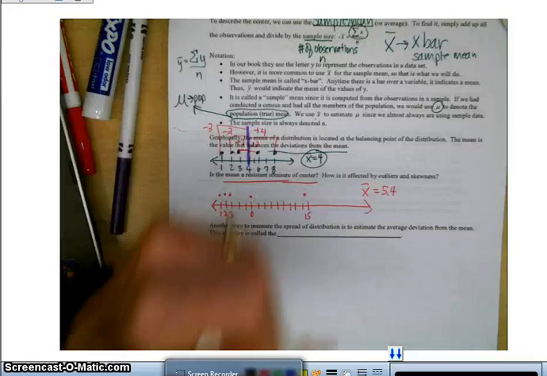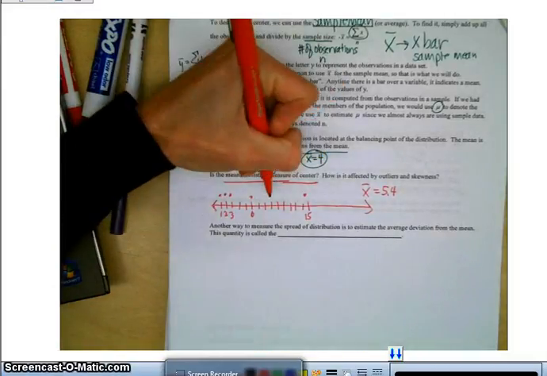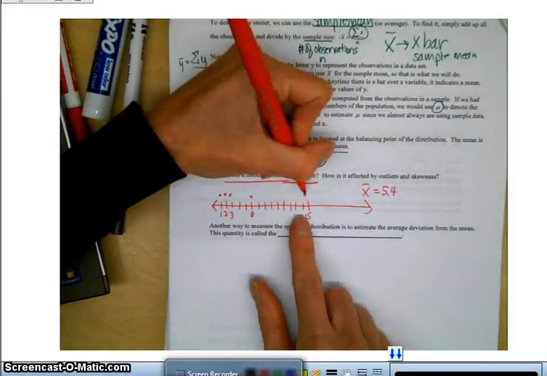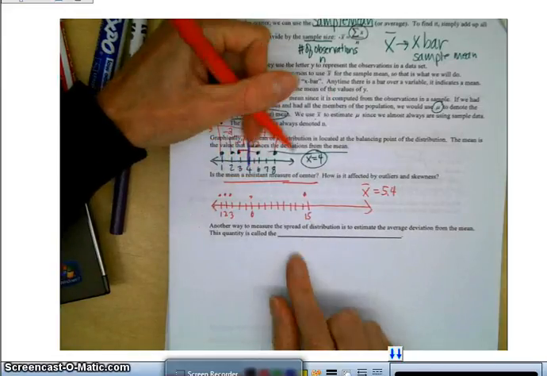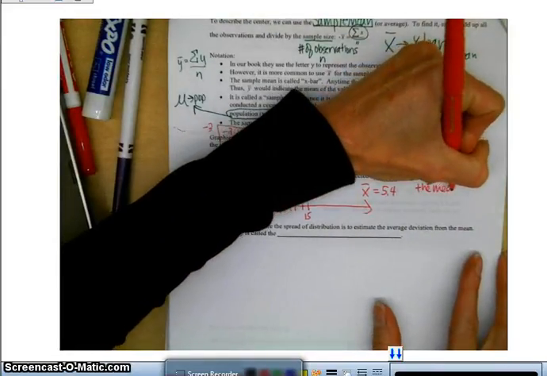So did the mean change? Yes. It changed because of an outlier. Is the mean a resistant measure? No. The mean is not a resistant measure.